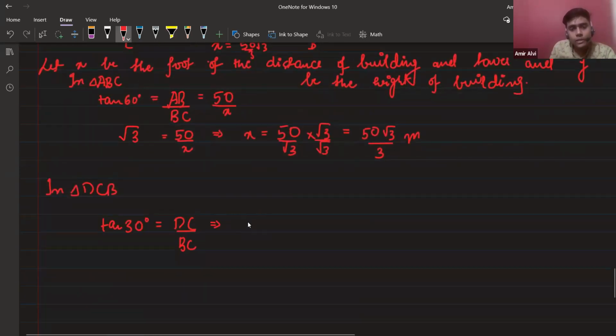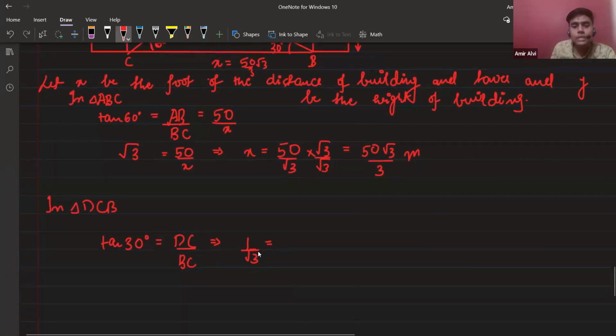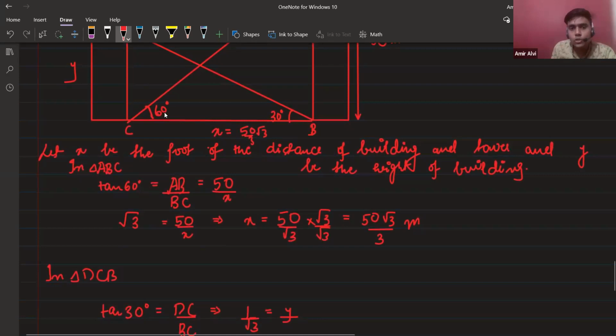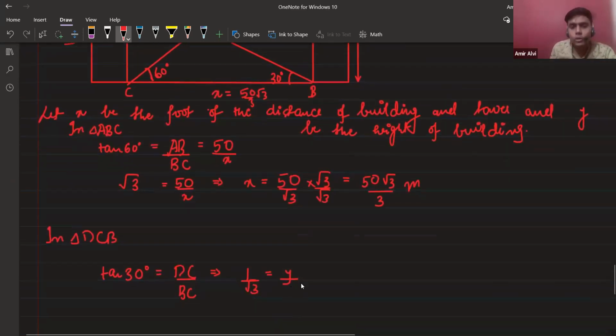Yes, sir. And tan 30 is 1 by root 3. How many of you have memorized the table of specific angles? DC is what we need to find, which is Y. And BC is the value of X. Yes or no? Yes, sir. Very good. So Y will be 50 root 3 by 3 upon root 3. It's a double division, so it will go in the numerator. Yes or no, everybody? Yes, sir.